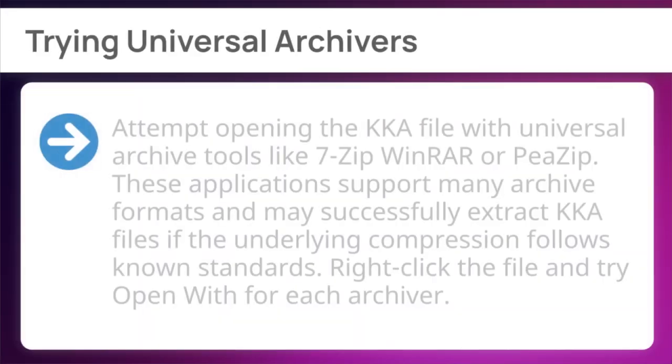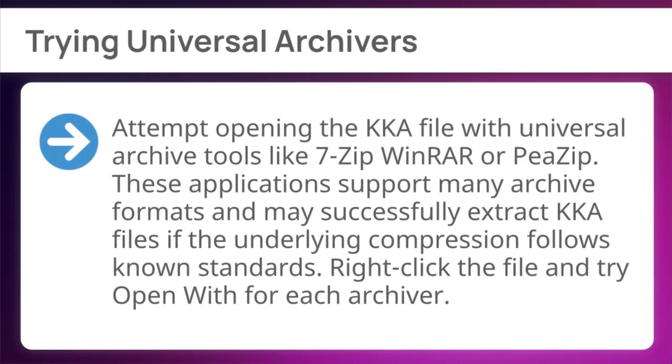First, trying universal archivers. Attempt opening the KKA file with universal archive tools like 7-Zip, WinRAR or PeaZip. These applications support many archive formats and may successfully extract KKA files if the underlying compression follows known standards. Right-click the file and try Open With for each archiver.